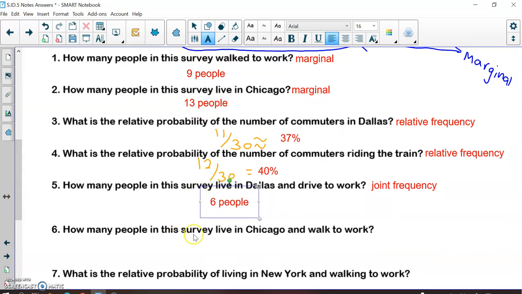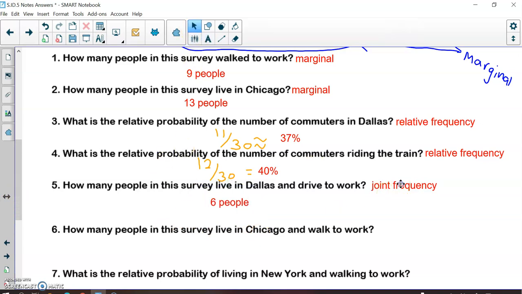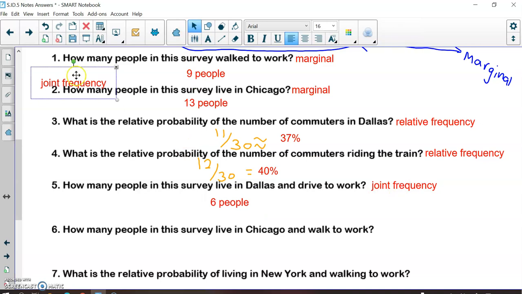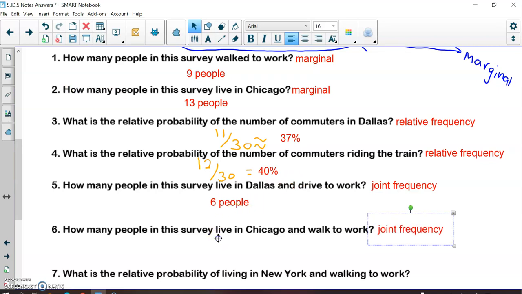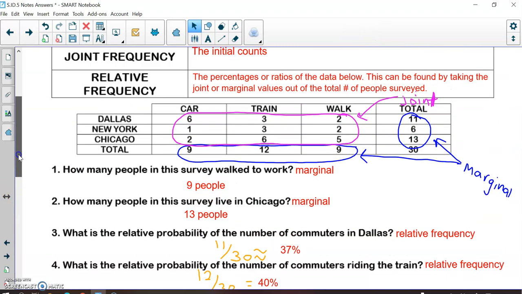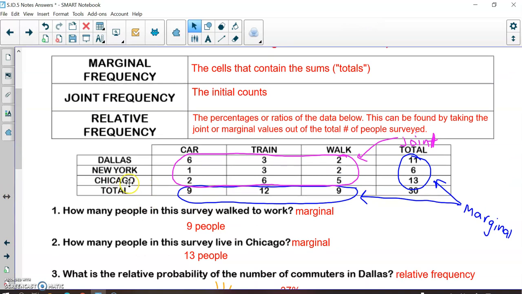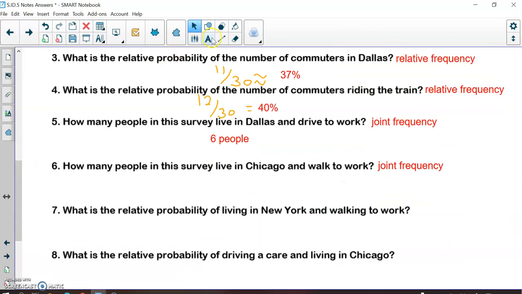And then, how many people in this survey live in Chicago and walk to work? So same type of thing. I'm not finding a total. I'm not finding the sum of anything. I'm just reporting how many people live in Chicago and walk to work. That's 5 people in this survey.